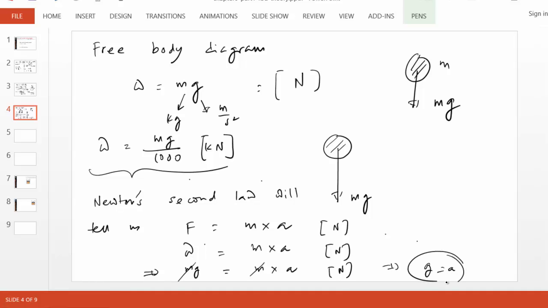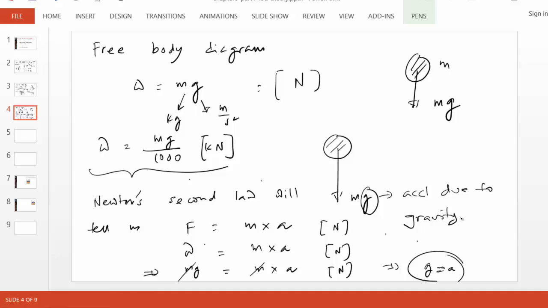In other words, if I let a body go on Earth, because of gravitational force, it will accelerate with an acceleration equal to g. That's why this is called acceleration due to gravity. So I hope you appreciate the connection between Newton's law of gravitation and Newton's second law of motion. When you connect the two together, we come up with acceleration due to gravity.